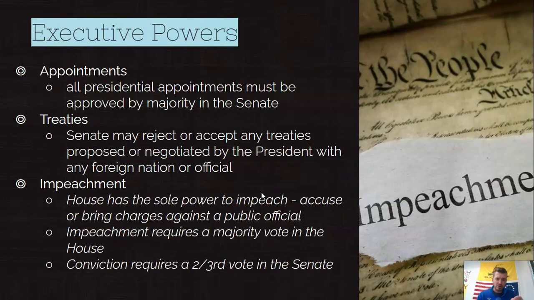Okay, guys, let me check on the treaty thing real quick. Okay, figured it out. Going back to my treaty slide again, that is a 2/3 vote. I was right the second time. So 2/3 vote in order to approve a treaty.